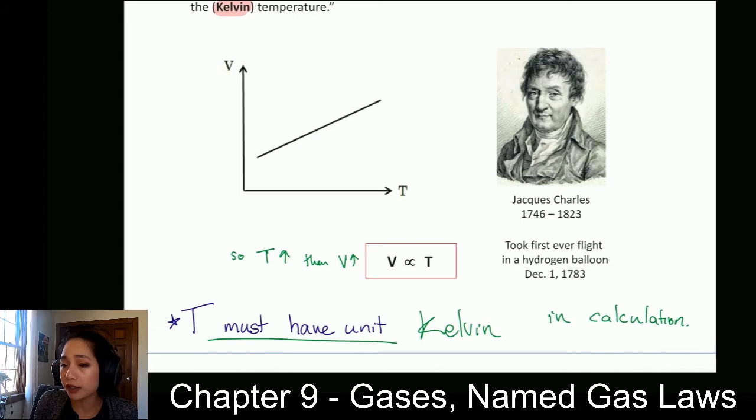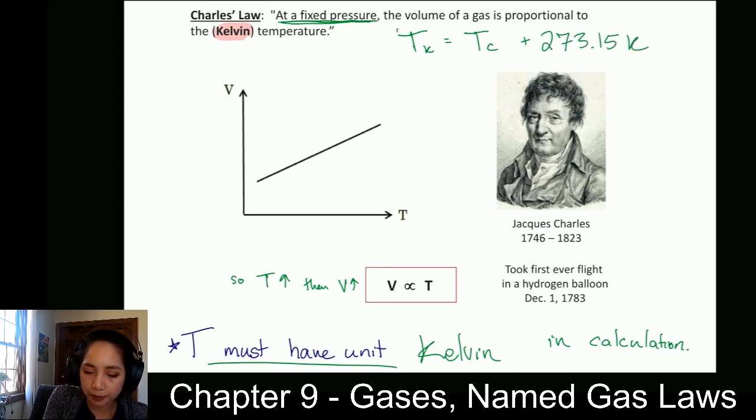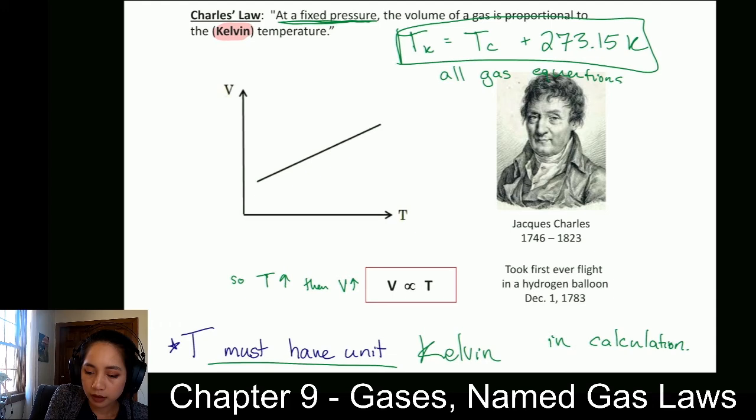Temperature must be in Kelvin. With all gas equations that we're going to use in this chapter, temperature always must be in Kelvin. So I'll just write that equation here. Our temperature in Kelvin is equal to our Celsius temperature plus 273.15 Kelvin. So all gas equations must use our temperature in Kelvin. So keep that in mind.